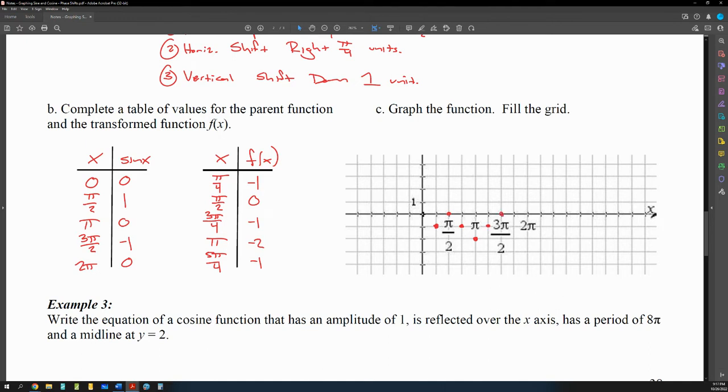So go ahead and fill in the rest of the grid with the pattern. Sketch your wave. And then draw your arrowheads.